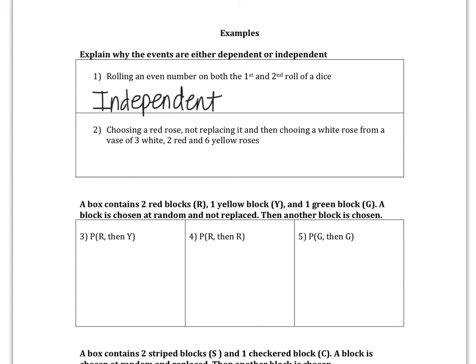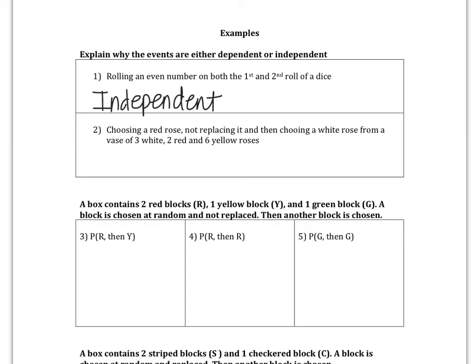Because the fact that I rolled an even number on the second doesn't matter what I rolled on the first. So number 2 is choosing a red rose and not replacing it, and then choosing a white rose from a vase of 3 white, 2 red, and 6 yellow roses. Is that an independent event or a dependent? That one would actually be dependent.